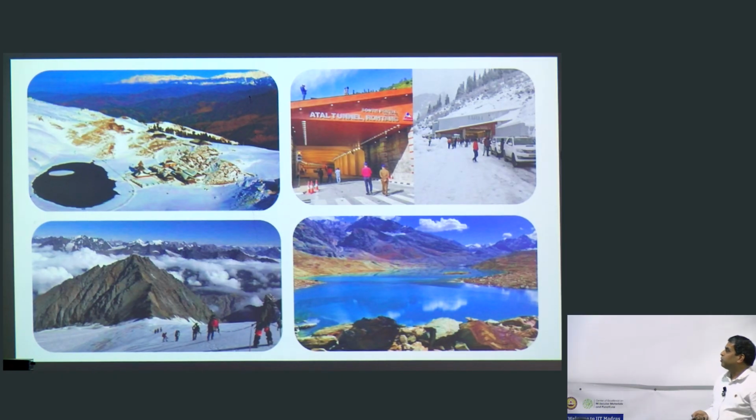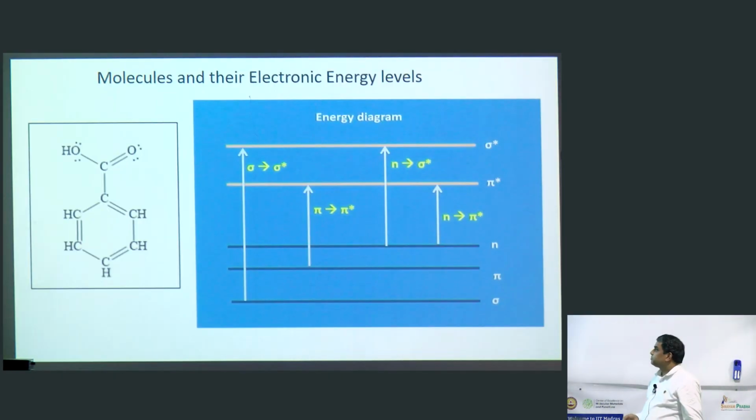Okay, now coming to the topic we are talking about. Let us try to understand very fundamentally what fluorescence is all about, if we go to the very basic energy levels. If you see any kind of molecule, here is a simple example of, let's say, benzoic acid. We have sigma, pi and non-bonding electrons, and we have this kind of electronic energy levels.